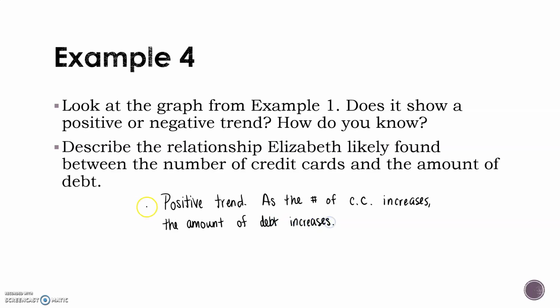So that's part A. Part B says, describe the relationship Elizabeth likely found between the number of credit cards and the amount of debt. So this is explaining how we know, but basically it's saying, tell Elizabeth what the relationship is. So generally speaking, we would say the more credit cards you have, the more debt you have.